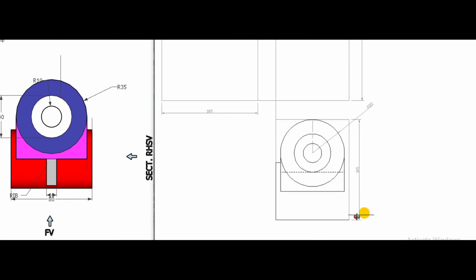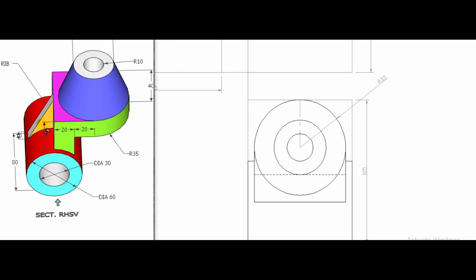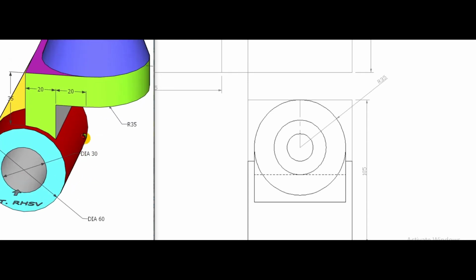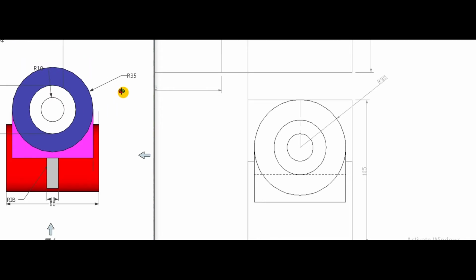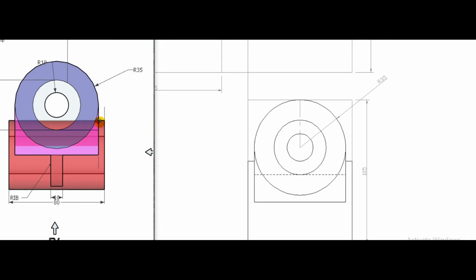Then draw this line of 60 millimeter width and going up to here. Now from this to this we have to show the dotted line, because this portion is not visible. Some portion is not visible when we are looking from the top side. This portion is not visible, so we have to show it by a dotted line. So it will be shown by a dotted line here.